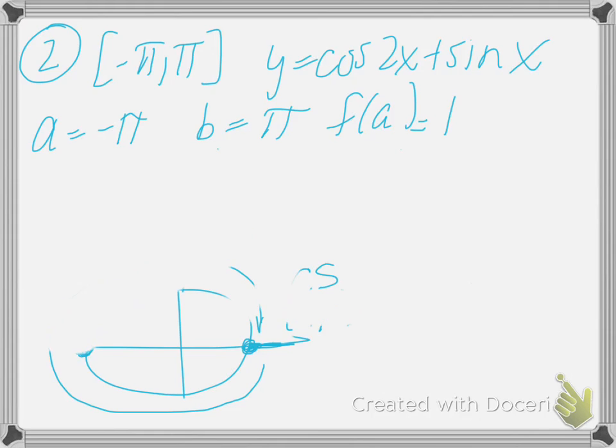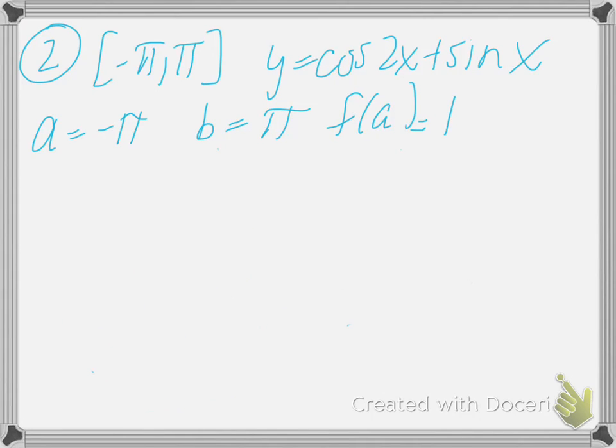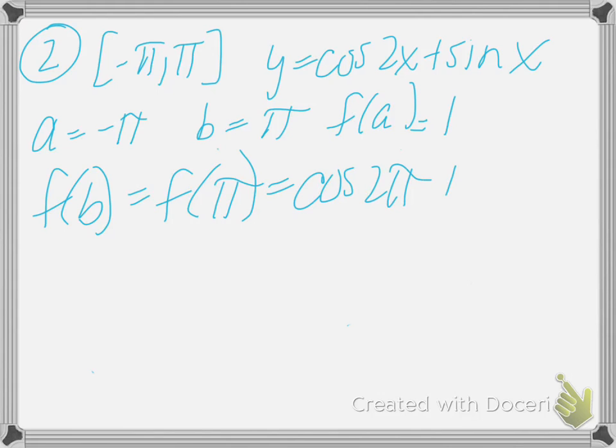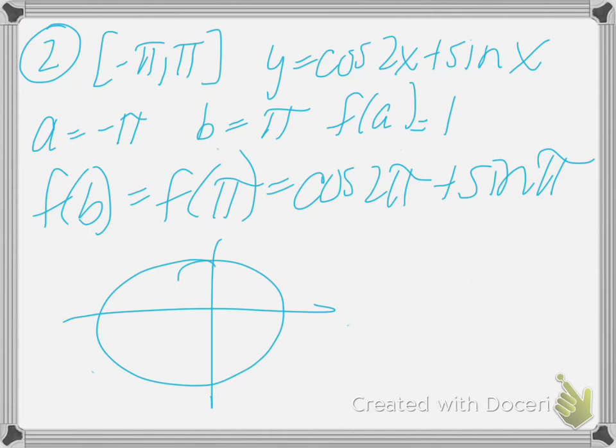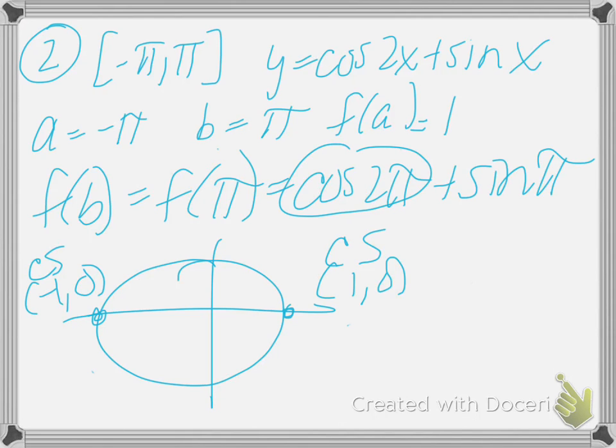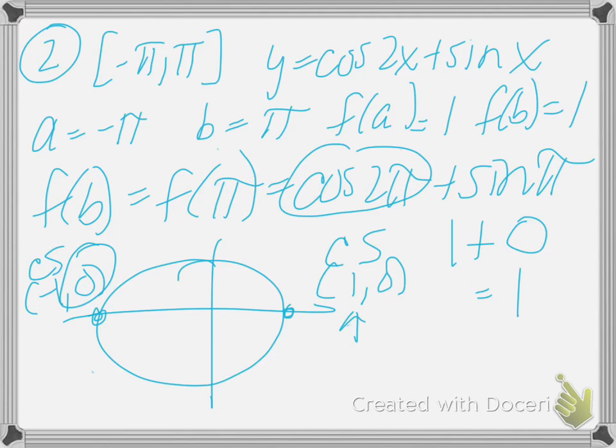Okay, now we're going to look for f of b. So f of b is f of pi. So we're going to get cosine of 2 pi plus sine of pi. Okay, 2 pi is right here, and pi is here. So cosine of 2 pi is right there. It's going to be 1 plus sine of pi is 0, and so we get 1. So f of b equals 1.